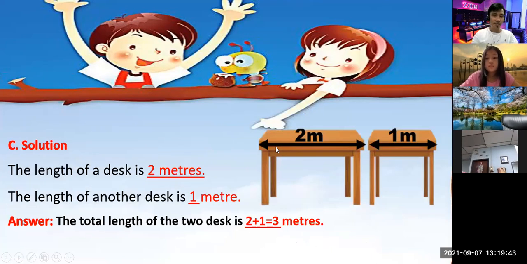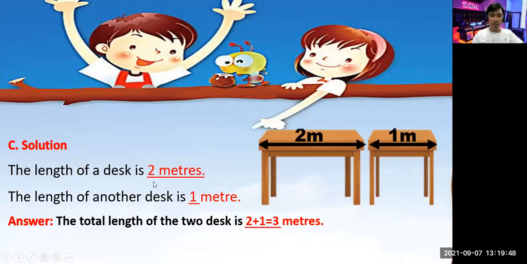Now in letter C, if we solve this, the length of a desk is 2 meters and the length of another desk is 1 meter. So the total length of the 2 desks is 2 plus 1 is equal to 3. Okay, 2 plus 1 is 3. So the answer here is 3 meters.